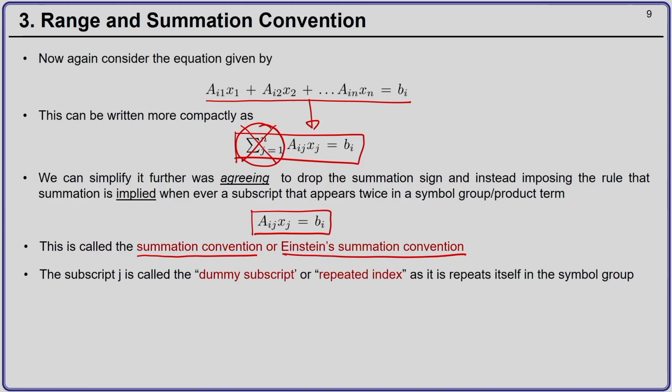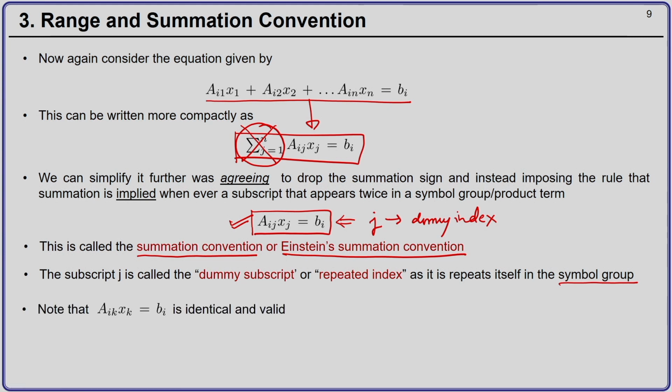Here, j is called the dummy index, or the repeated index. And each product term in an expression is called a symbol group. So, there are two symbol groups here, a_ij x_j and b_i. Each product term in an expression is a symbol group.